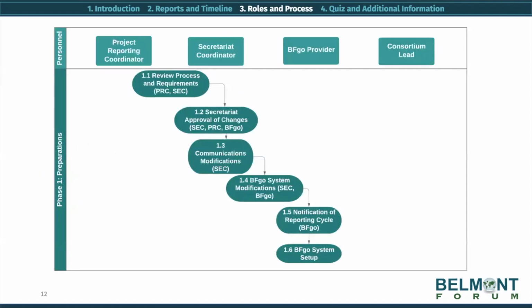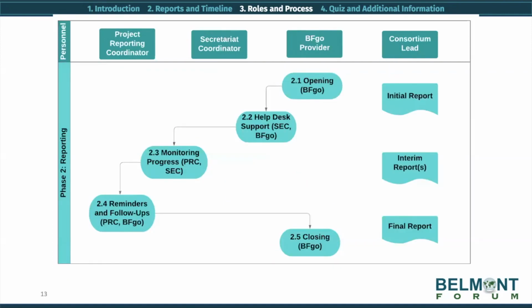Phase 1 involves the project reporting coordinator, the Secretariat Coordinator, and the BFGO provider working together to review the reporting process and requirements, receive approval from the Secretariat, and make any changes as required. The BFGO provider makes any necessary changes to the BFGO system with the project reporting coordinator. The BFGO provider will send a heads-up announcement 2 weeks prior to the cycle opening and finish configuring the BFGO system. The reporting phase begins when the BFGO provider opens the reporting on BFGO and partners with the Secretariat Coordinator to provide help desk support.